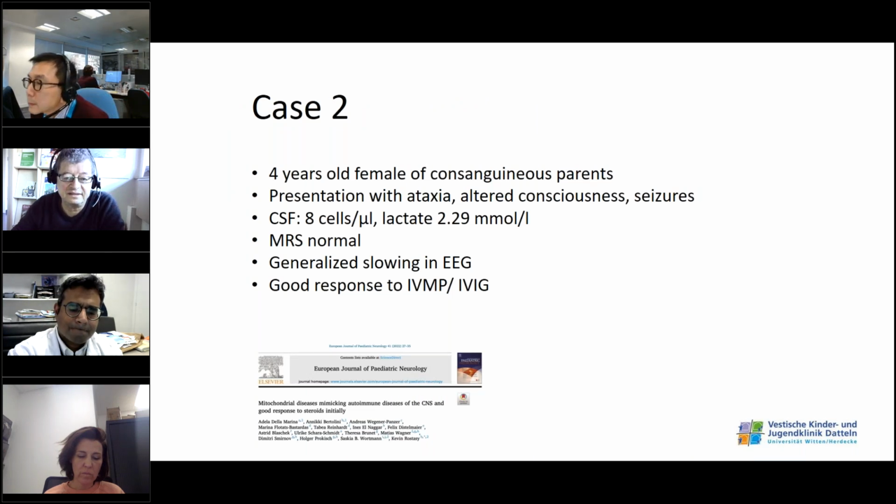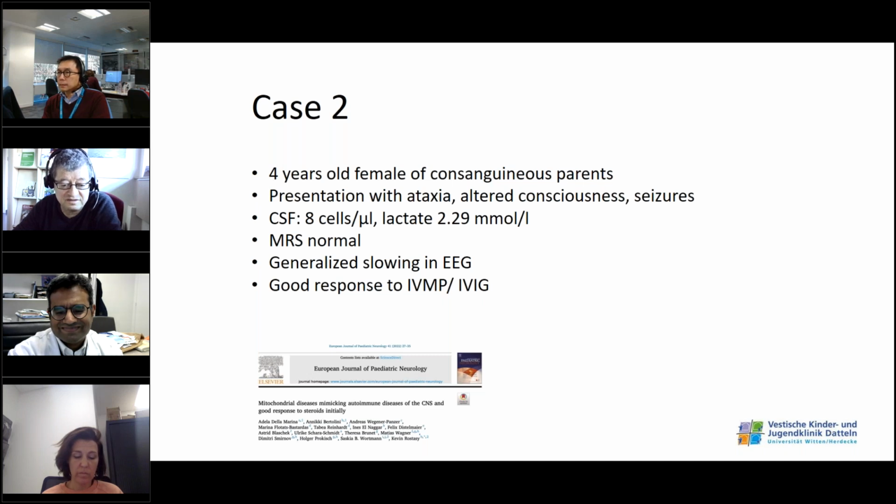Another child we had encountered, where we strongly thought that this might be an autoimmune-mediated encephalitis, was a 4-year-old child of consanguineous parents. That's also already a red herring. The child presented with ataxia, altered consciousness and seizures, a slightly elevated CSF cell count, slightly elevated lactate, and generalized slowing, but did respond to immunoglobulins and steroids initially very nicely.